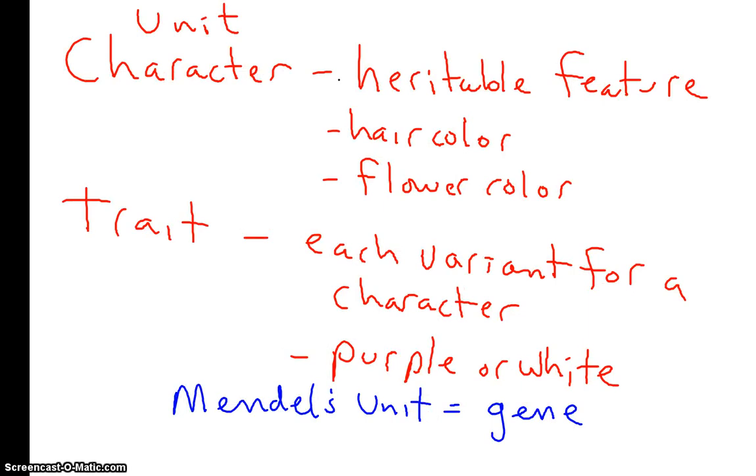As he was doing that, he had a vocabulary that's very different than what we might say in terms of genetics nowadays. So he talked of things in terms of unit characters. These were the heritable features like hair color, or with the pea plants that he was looking at, flower color or seed shape, seed color. And the second thing that he talked about were traits, so each variant for a character. Within flower color, we might have purple or white. Those would be traits of the unit character. In terms of our own vocabulary, we all know about genes, but he didn't know anything of them. And so in terms of Mendel's vocabulary, Mendel's unit character would have been what we call a gene.